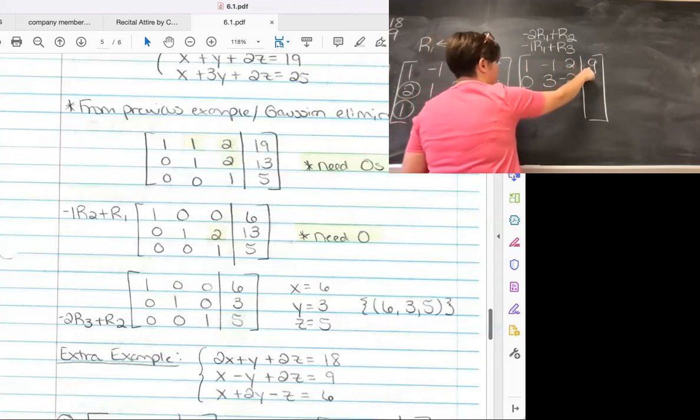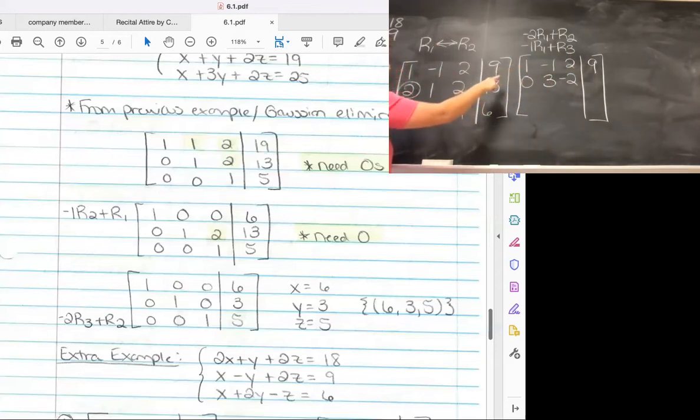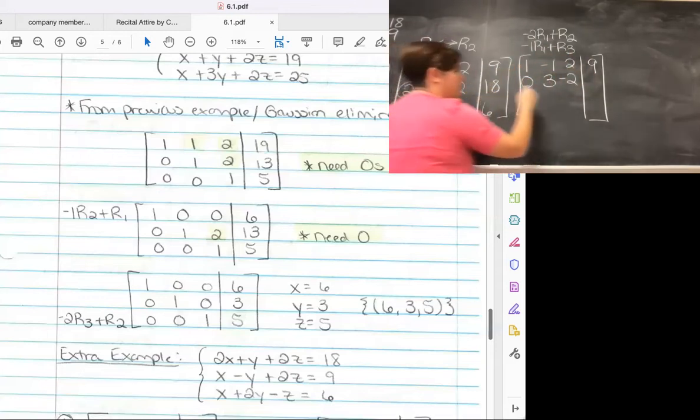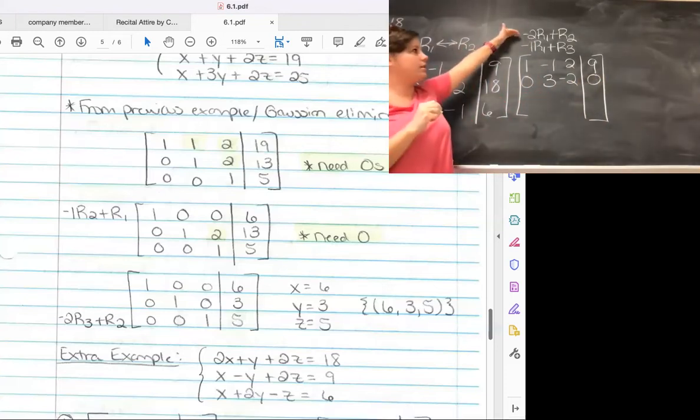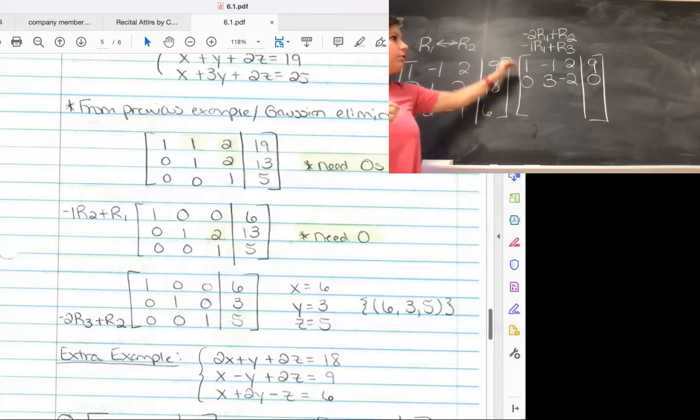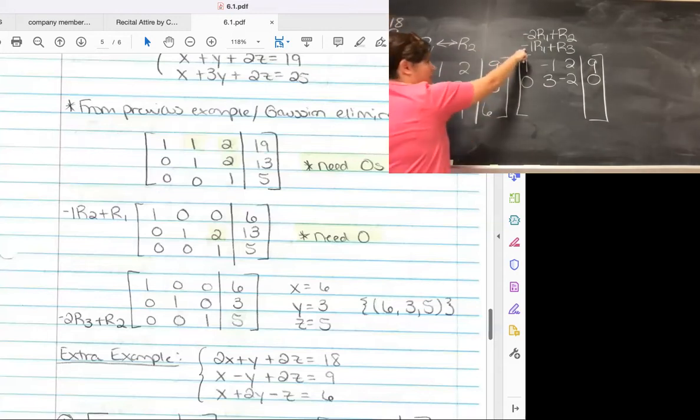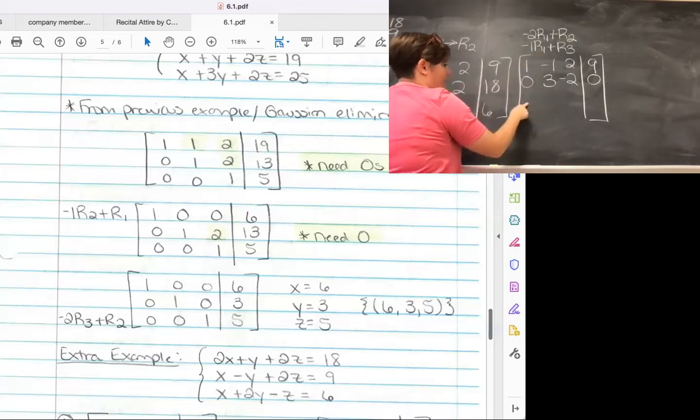Negative 2 times 9 is negative 18. I add that to row 2, and I get 0. So that was doing this top equation. This top row operation affected row 2. My bottom row operation is going to affect row 3. So I'm taking negative 1 times row 1 and then adding it to the corresponding elements in row 3.